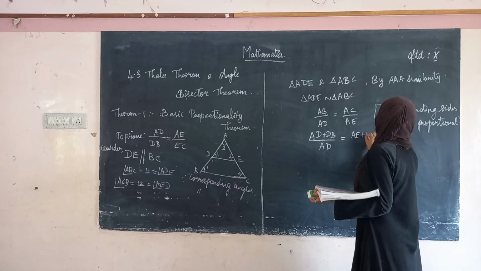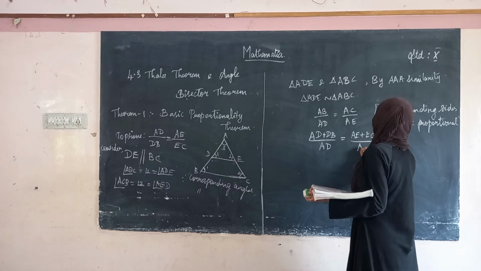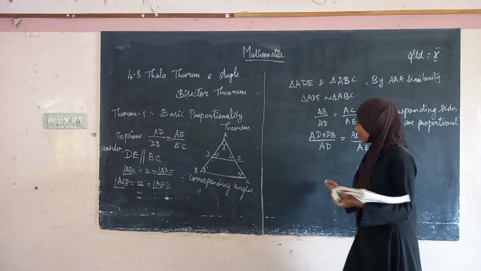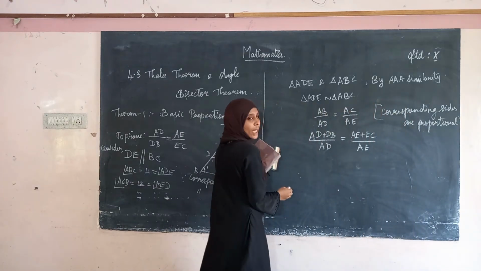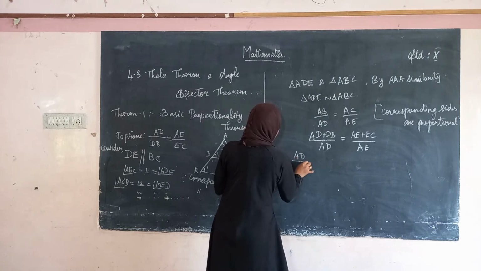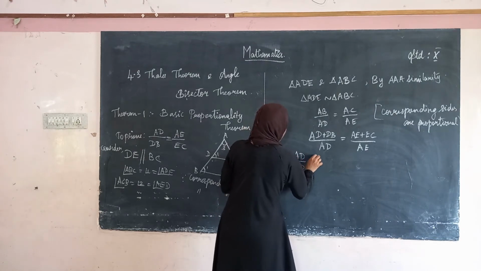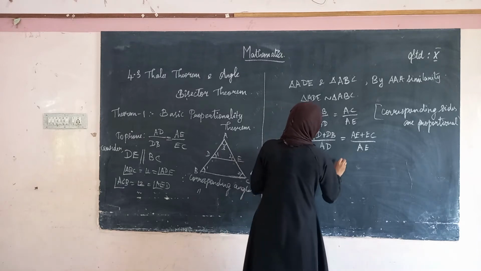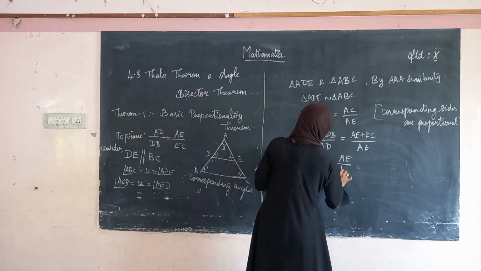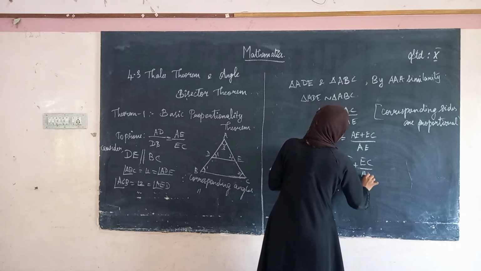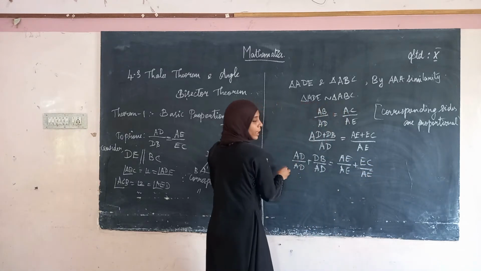AE plus EC divided by AE. So, what happens then? What you have to do? You have to split this denominator. AD divided by AD plus DB divided by AD is equal to AE divided by AE plus EC divided by AE. So, this is 1, right?